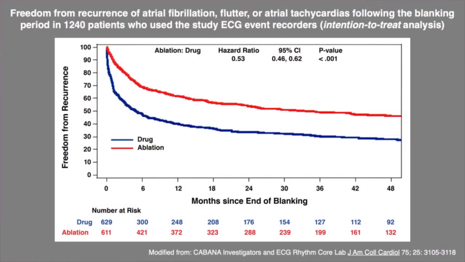These are data from a major recent study that show the success for maintaining normal rhythm in patients given drugs versus catheter ablation. While both methods can work in many patients, when they're compared against each other, as depicted in the upper red line, catheter ablation is superior to drugs that are shown in the blue line on the bottom.